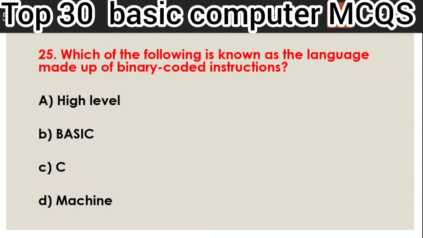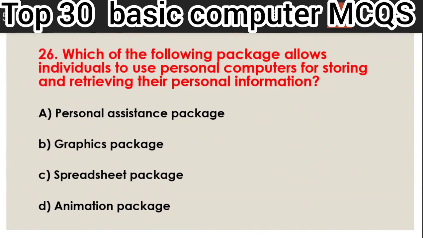Which of the following is known as the language made up of binary code instruction? A. High level. B. Basic. C. C. D. Machine. Correct option is D. Machine. Which of the following package allows individuals to use personal computers for storing and retrieving their personal information? A. Personal assistance package. B. Graphics package. C. Spreadsheet package. D. Animation package. Correct option is A. Personal assistance package.